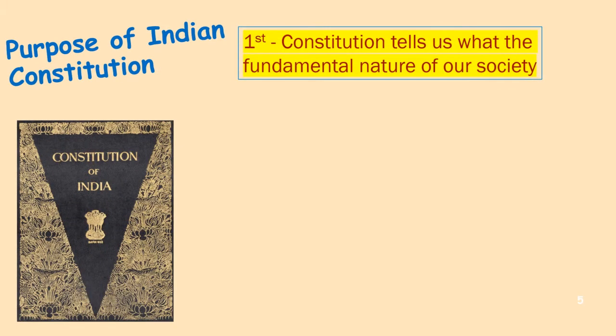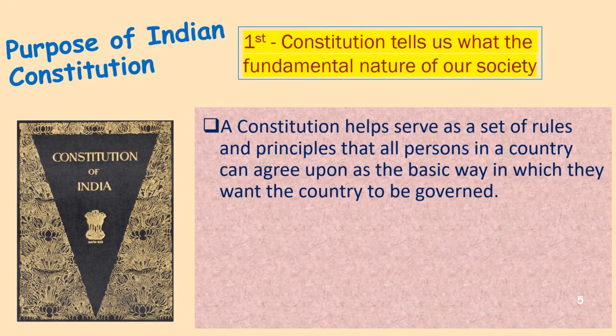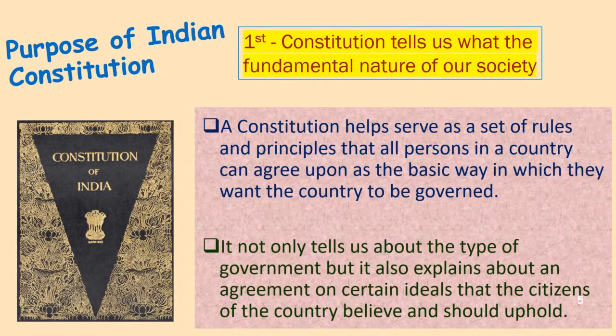The constitution tells us what the fundamental nature of our society is. It serves as a set of rules and principles that all persons in a country can agree upon as the basic way in which they want the country to be governed. It not only tells us about a type of government, but it also explains an agreement on certain ideals that the citizens of a country believe in and should uphold.